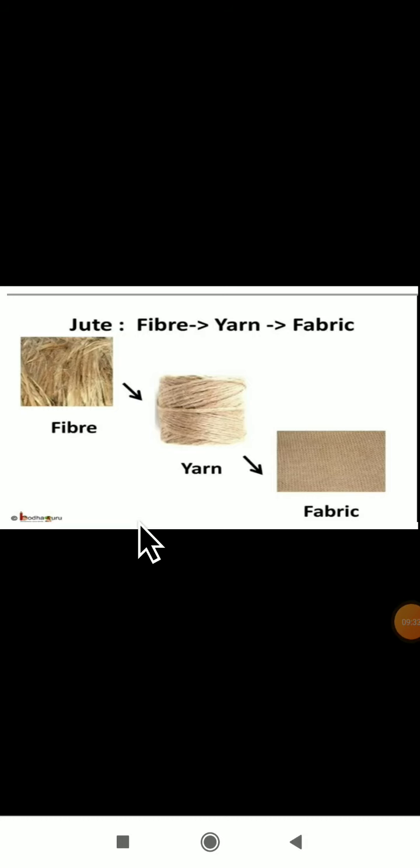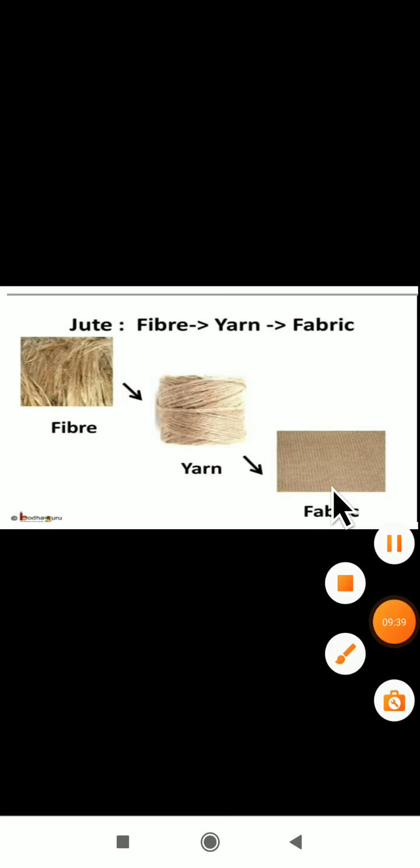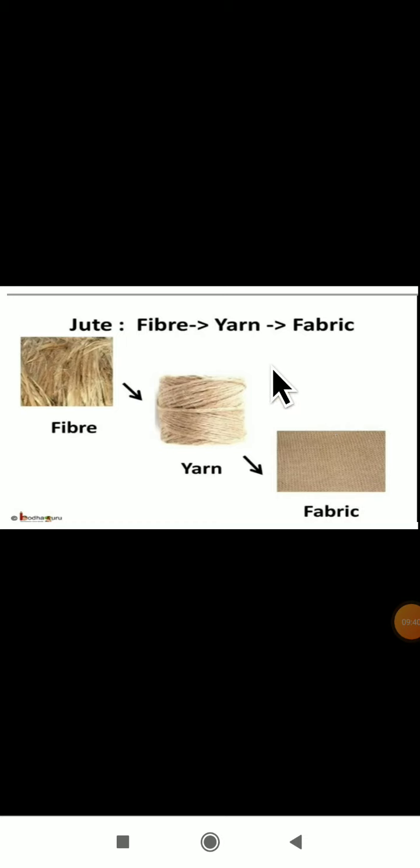Here is the jute fiber, then the yarn, then the fabric. In this manner, jute fiber is made. How are we getting the jute fibers? First they will collect the fiber. The fibers will be in this manner.